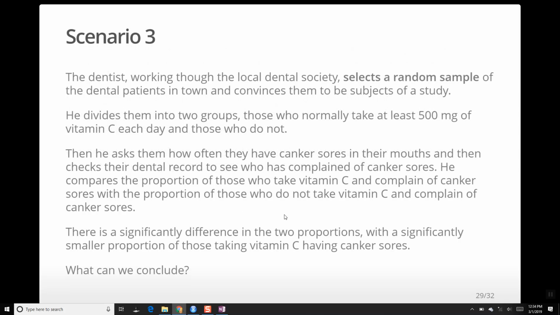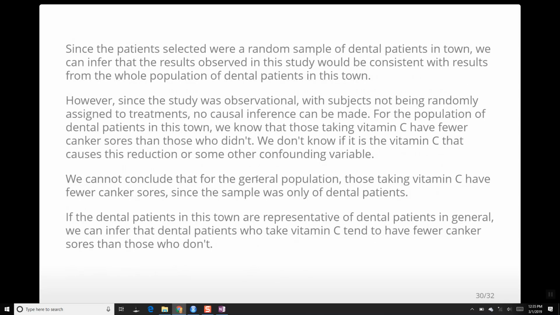Okay, over here we just have the reverse scenario where we select a random sample of dental patients and convince them to take part in the study. We just do the observational thing of seeing who takes vitamin C and who doesn't, and we observe some kind of conclusion there. And so as far as this one goes, because it is a random sample of dental patients in our town, we can infer that the results observed in this study would be consistent with the results of the whole population of dental patients.